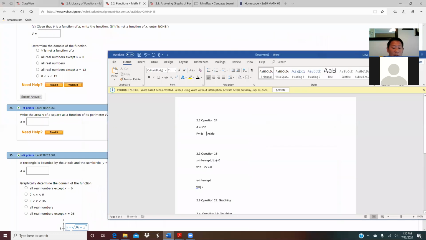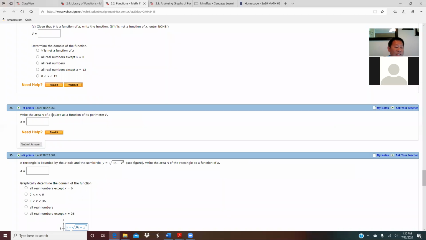So for 2.2, we're going to talk about question 24. This question says that you have to write the area of a square as a function of its perimeter P. I just want to point out that this P is a capital P. A lot of students ask me questions during your online homework. They are very picky, so if you put a lowercase p, they will mark you wrong. Make sure you know this is the uppercase P here.